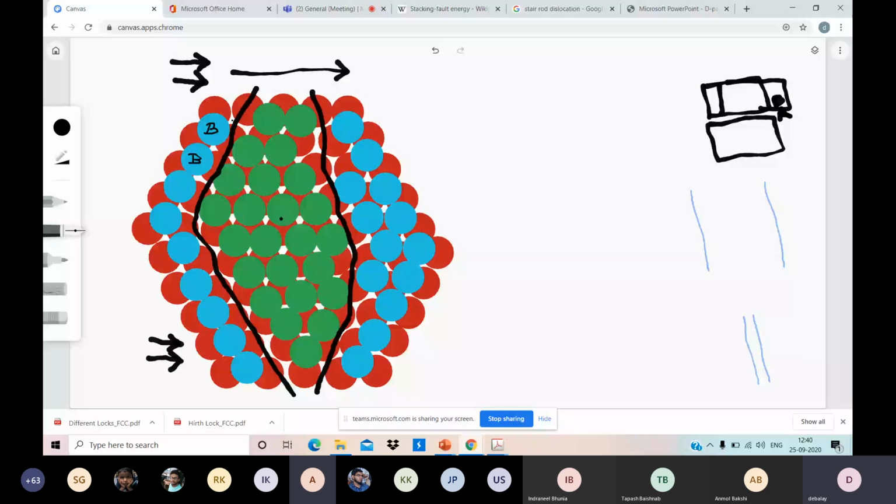The stacking fault. And what are these two lines? Partial dislocations. These two lines are basically the partial dislocations.